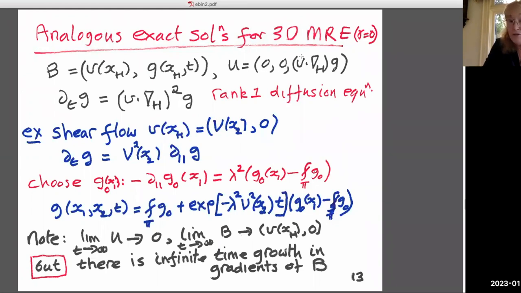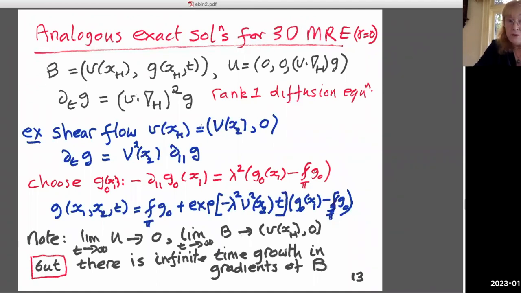Now what is the equation for G? The equation for G that will ensure that this is an exact solution to the 3D MRE equation is of the following form. So instead of having the transport equation that appears in the 2.5 dimensional solutions of Euler, we have this equation, which is a rank one diffusion equation. A diffusion equation is what we want. We're looking for this diffusive process of relaxation that will take us, as t goes to infinity, to u equals zero and recover a steady state solution for B.